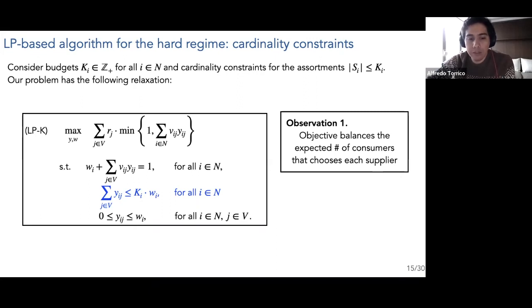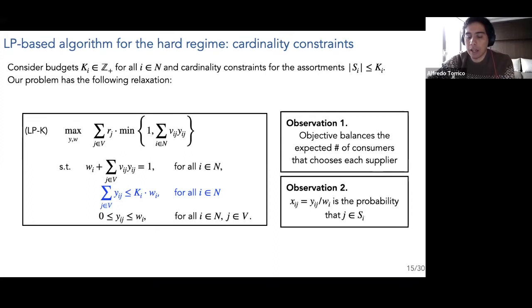So I want you to think that Bij times Yij, our variable, corresponds to the probability that I select J. The first constraint says that W and Y define a probability distribution over the menus. The second constraint is the fractional way of looking at the cardinality constraint, because Xij, defined as the ratio between Yij and Wi, corresponds to the probability of J being in the assortment. So this constraint in blue is the fractional cardinality constraint.